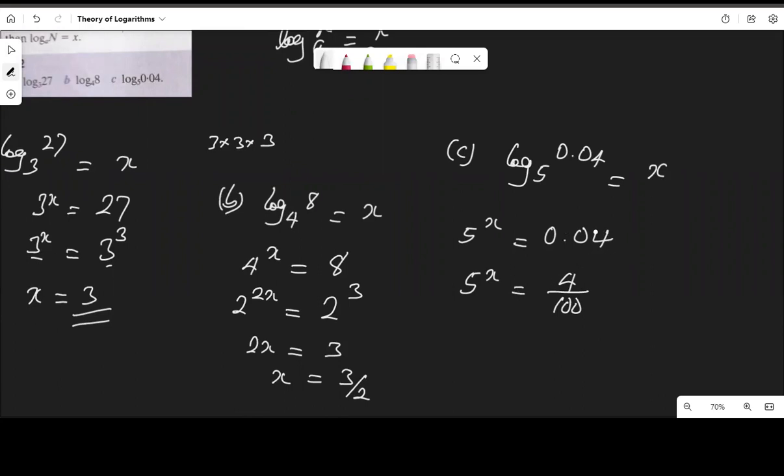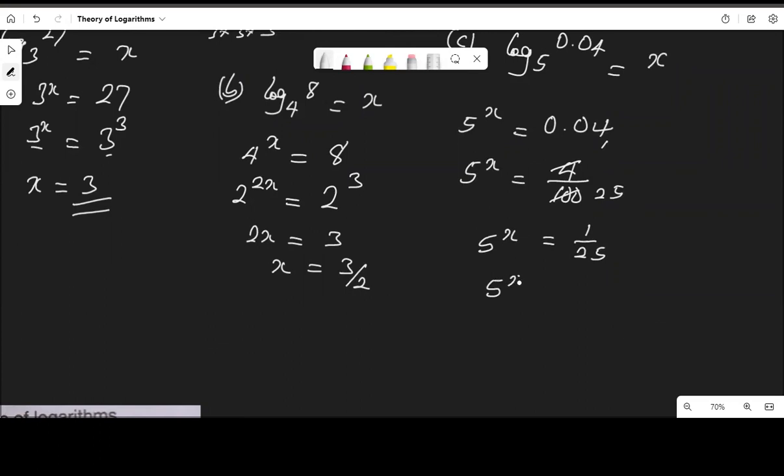So to convert a decimal number like this to a common fraction, we divide by a power of 10, depending on the number of decimal places. If the decimal place is 1, we divide by 10 itself. If the decimal place is 2, we divide by 100. If it is 3, we divide by 1000. So in this case, I have 2 decimal places. That is why I have to divide by 100. Let's reduce the fraction. 4 over 100 is 1 over 25, which means 5 to the power of x is equal to 1 over 25.